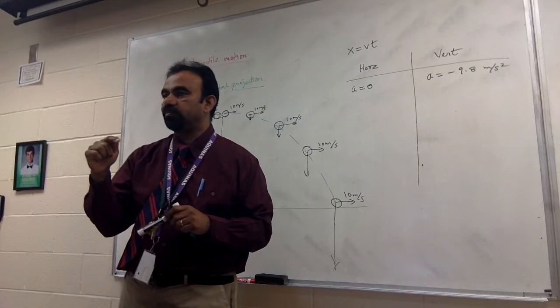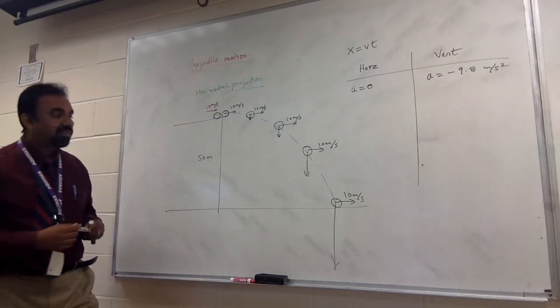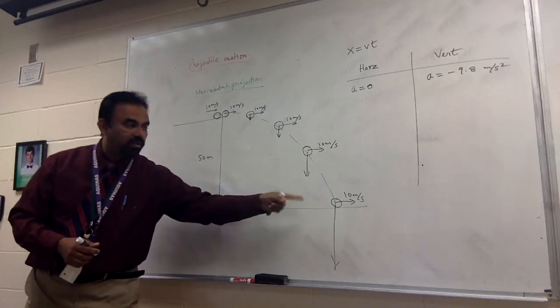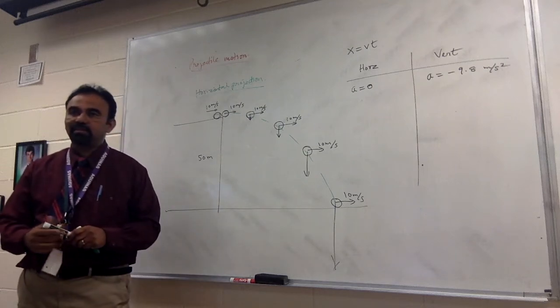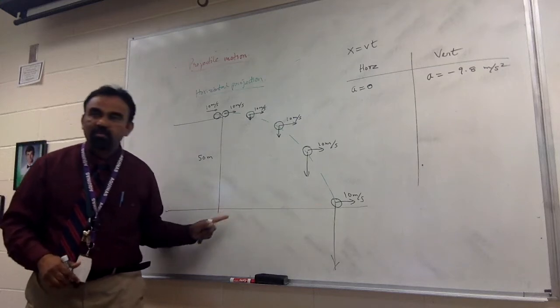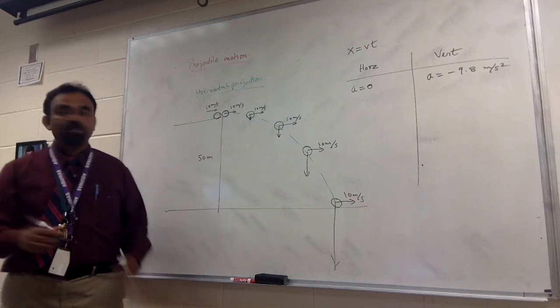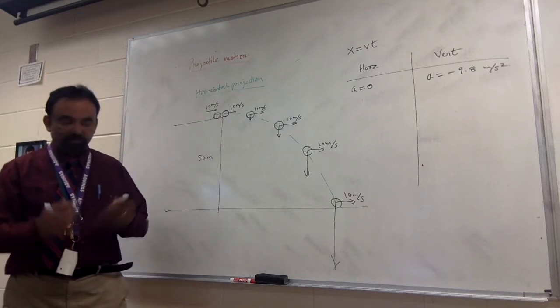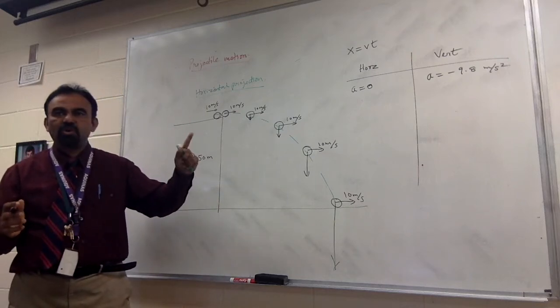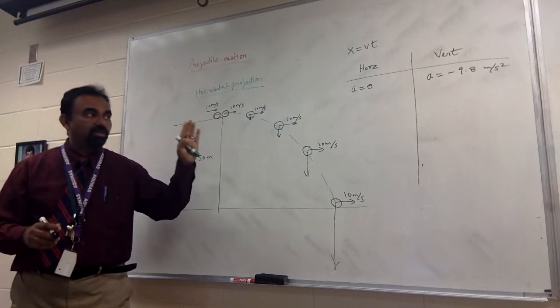Right? Now, what am I asking for? Find when and where it will land. I want to know where it's going to land and when it's going to land. So to solve this problem, this is what you do. Write down everything that you know vertically about this problem and horizontally.